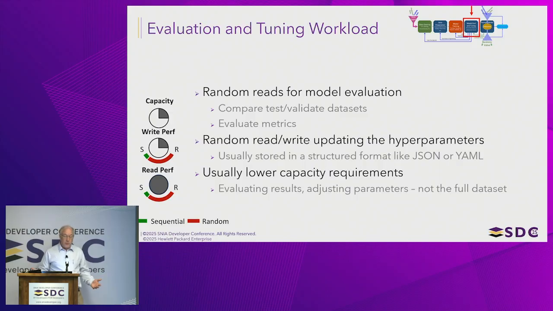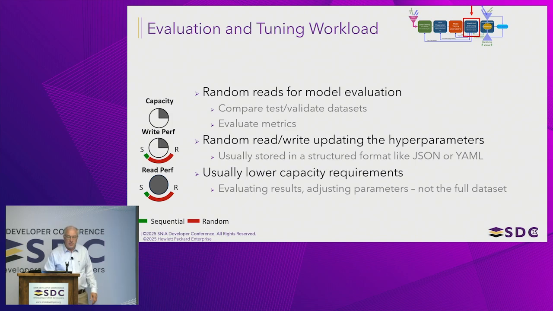So the workload during this phase is very much random reads for evaluating your model. You have to evaluate your results against your data sets. Usually you want to have test data sets and validation data sets. You have to run it against your metrics. Very much a random read load. Updating the hyperparameters in some sort of structured format like JSON or YAML is very much random reads and writes. Reading in hyperparameters, adjusting your hyperparameters.